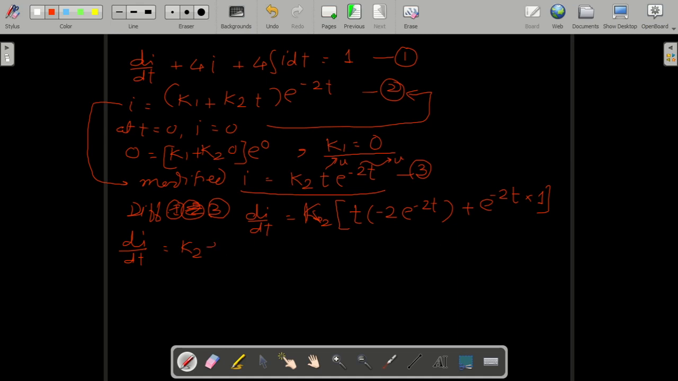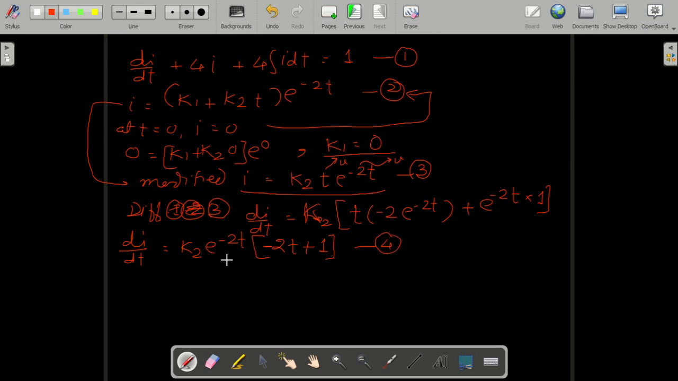Take e raised to minus 2t common. If we take e raised to minus 2t common, then what will come in the bracket? Minus 2t from here, and from here plus 1. Okay, so this is equation number, say, 4. This is equation number 4.